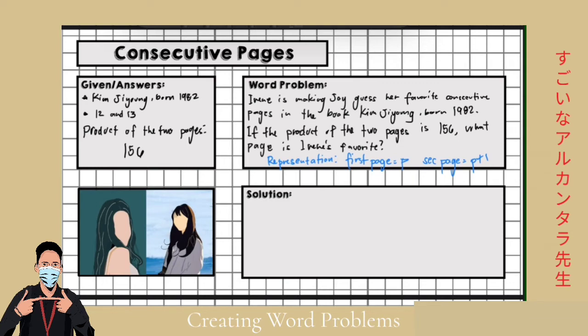Okay? So let's start with the solution. Since the word is product, we're going to have the product, which is 156, is equal to the first page and the second page, which is P times P plus 1. Basically, distribute P, you'll get 156 is equal to P squared plus P. Subtract 156 to both sides to put them all together in one side of the equation. You'll get P squared plus P minus 156 is equal to 0. From here on out, you will simply do factoring.